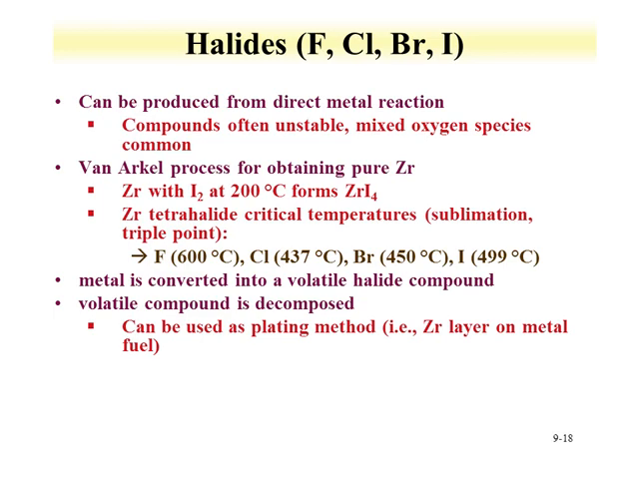Halides are another example of a reactive ligand that can be used in separations. An example from industry comes from the Van Arkel process for obtaining pure zirconium. Elemental zirconium and iodine are reacted at 200 degrees. They form zirconium tetraiodide.